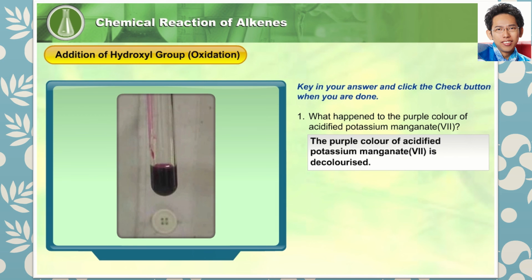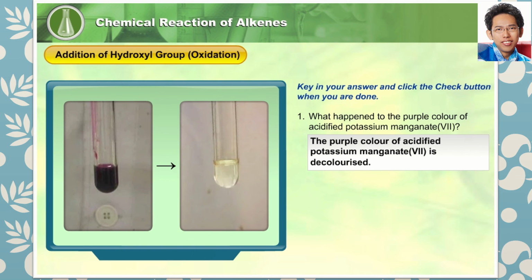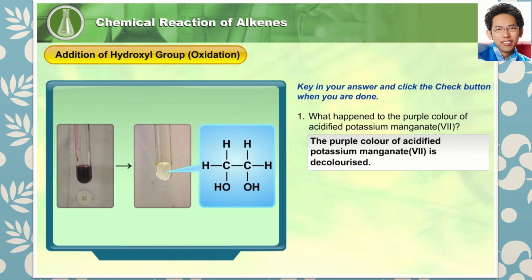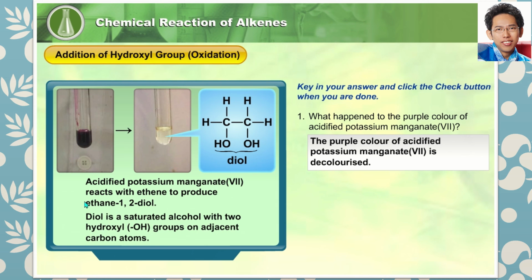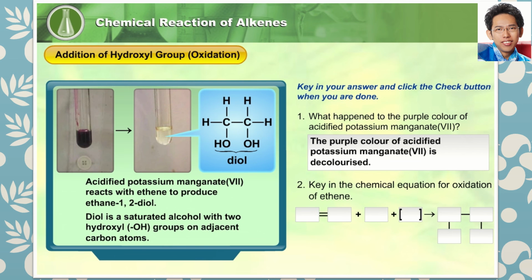When alkenes react with acidified potassium manganate(VII) solution, the purple color of potassium manganate(VII) is decolorized and a colorless liquid is formed. This addition reaction is called oxidation. Acidified potassium manganate(VII) reacts with ethene to produce ethane-1,2-diol. Diol is a saturated alcohol with 2 hydroxyl groups on adjacent carbon atoms. Now, key in the chemical equation for oxidation of ethene.